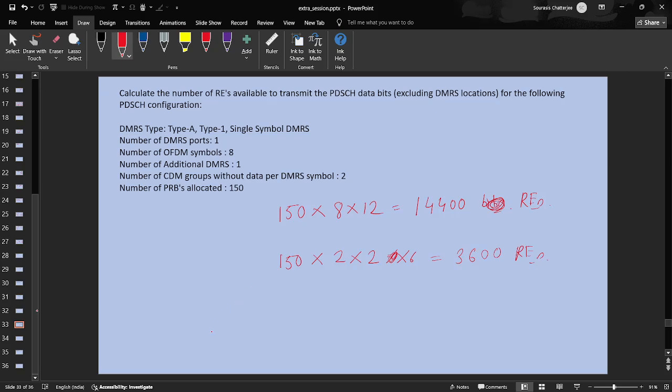So for downlink data transmission, only 10,800 REs are available. 150 PRBs, okay. Type A, type 1, so alternate. In each PRB there is 6. There are 2 symbols and 2 CDM groups, okay, fine.